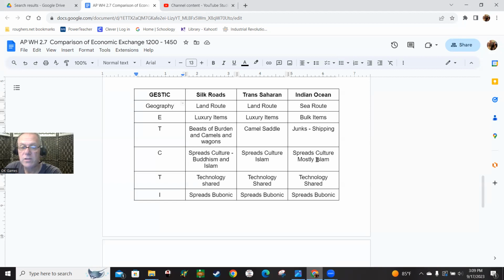And the Indian Ocean route is mostly spreading Islam. It is spreading some Buddhism, but not nearly as much as it is Islam. Islam is going to make its way all the way into Southeast Asia and Indonesia. So it's a very big cultural event for the spread of the Islamic and Muslim religion. Technology is being shared. So all those technologies that are coming out of the East, from China, from India, and from Dar al-Islam, they're being exchanged, they're being modified, they're being employed. Some of it is eventually reaching Europe. And by 1450, Europe is at the phase that they want to get in on this trade.